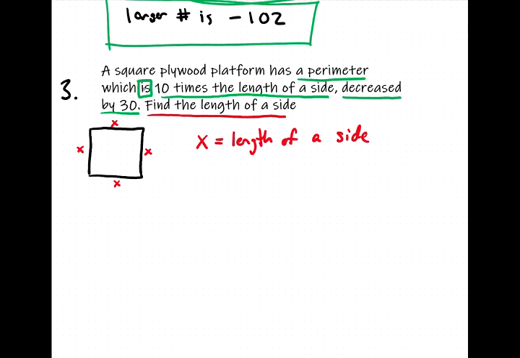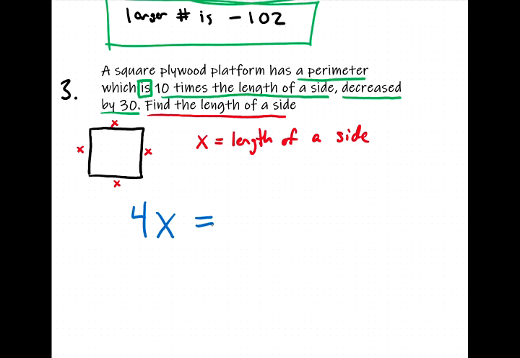So the perimeter. Well, what's the perimeter of this square? The perimeter of any shape is you add up all the sides. In this case, there's 4 sides. Each one is x, so x plus x plus x plus x gives you 4x. The perimeter is 4x.